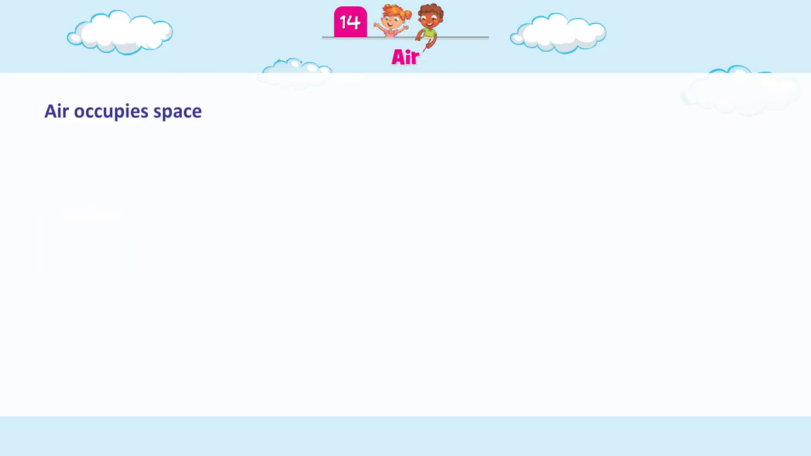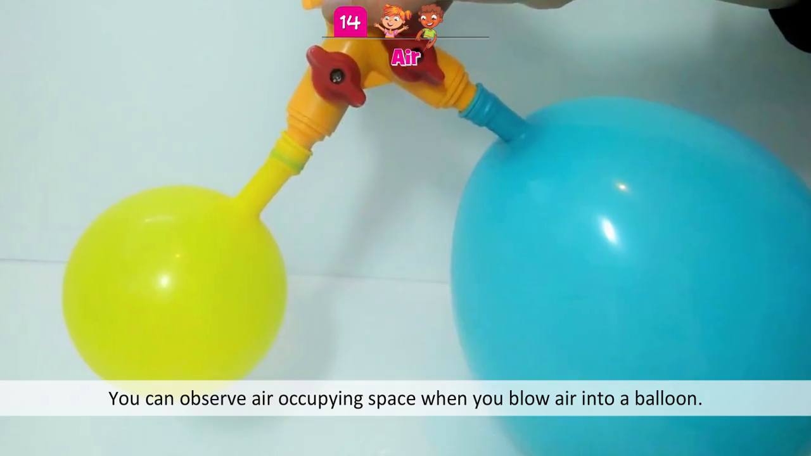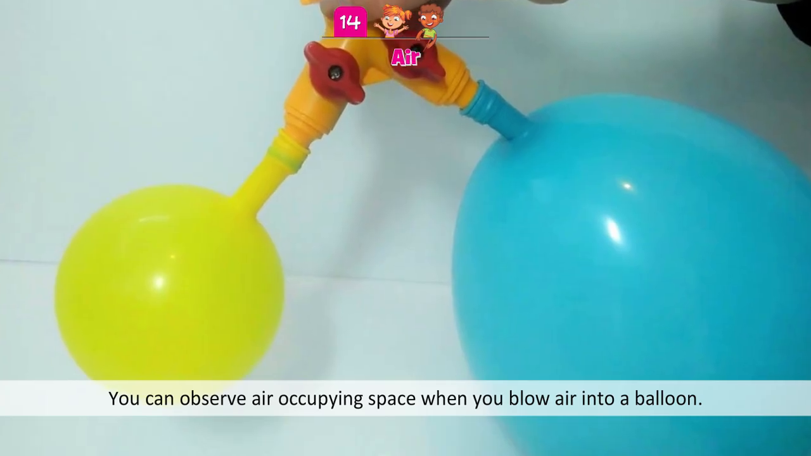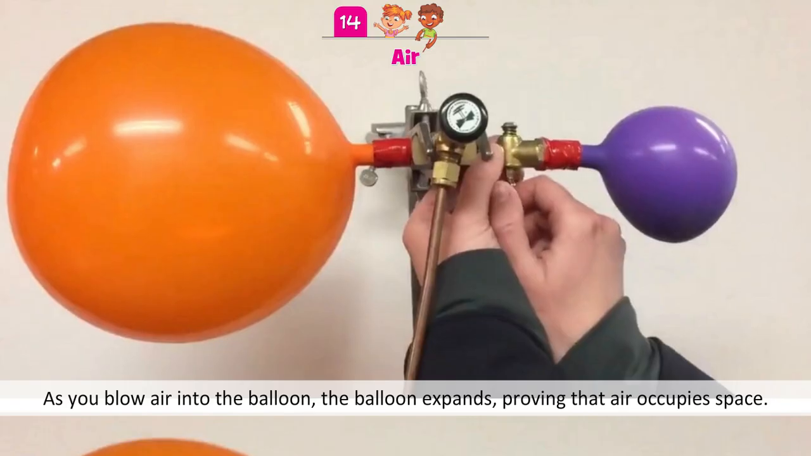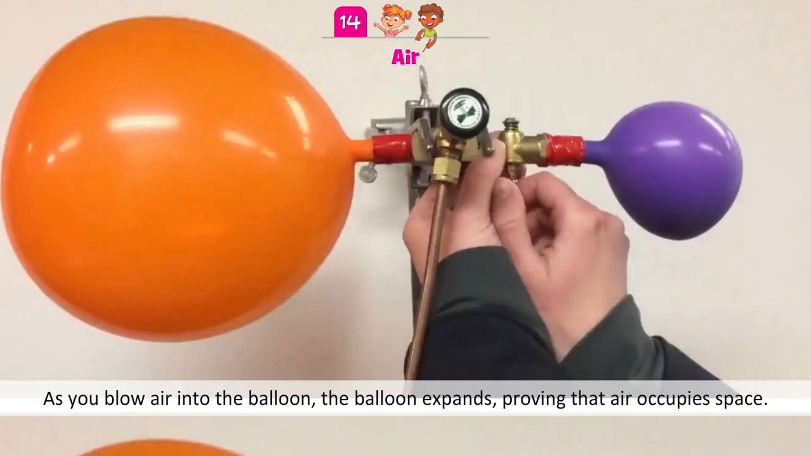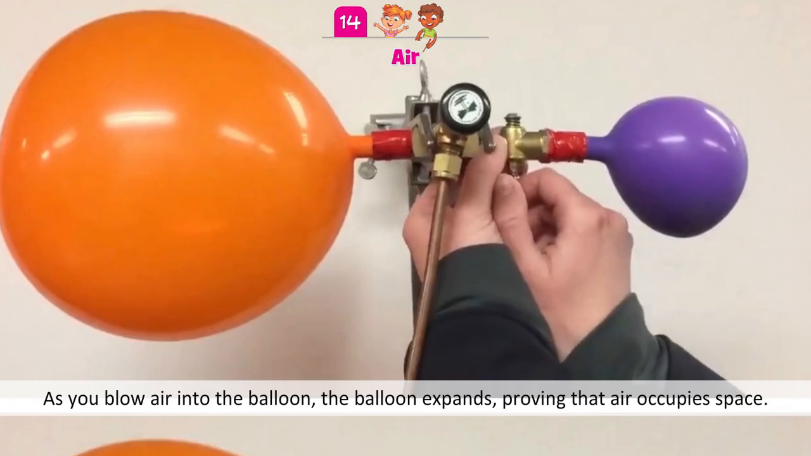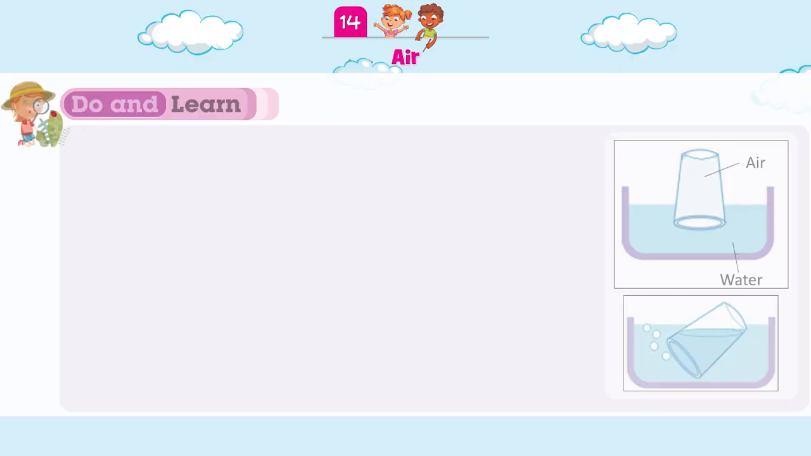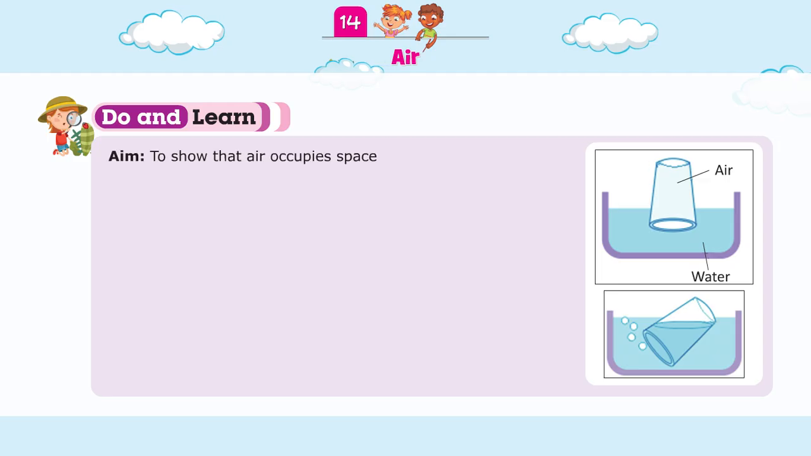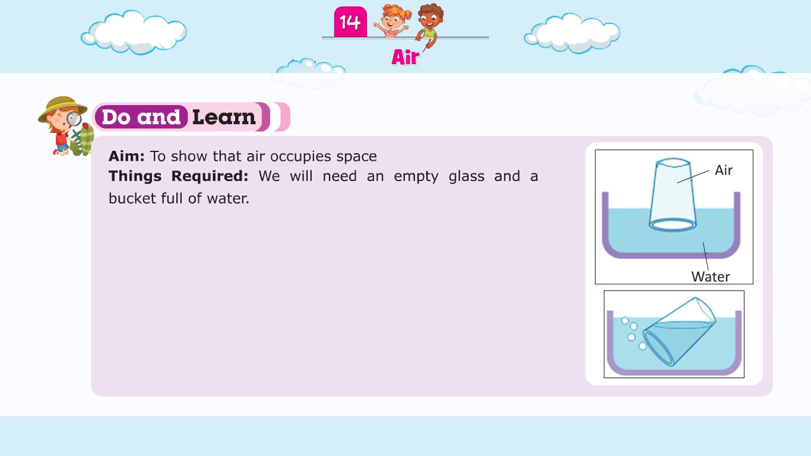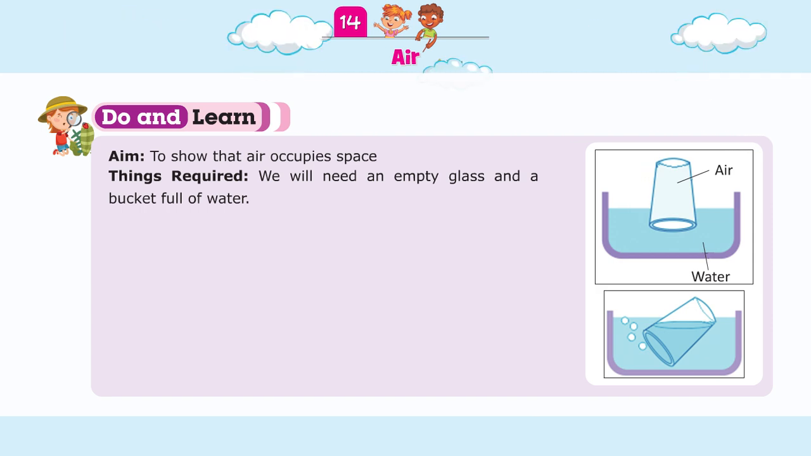Air occupies space. You can observe air occupying space when you blow air into a balloon. As you blow air, the balloon expands, proving that air occupies space. Do and learn. Aim: to show that air occupies space. Things required: we will need an empty glass and a bucket full of water.